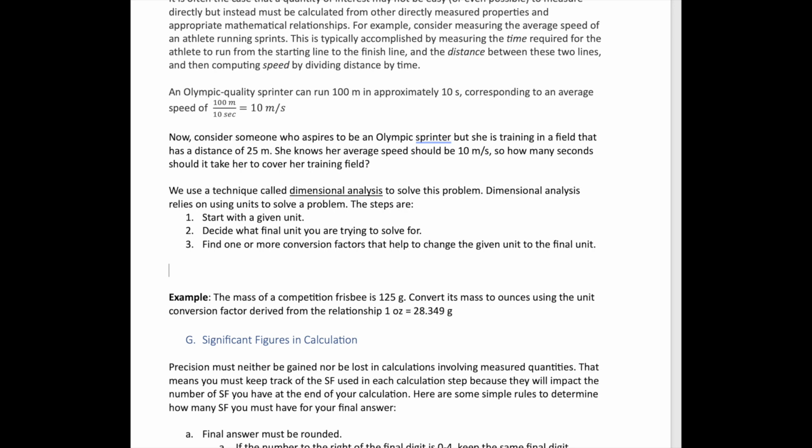So this is what you think about. Okay, I have m over s. Okay, I want to get to s in the end. Mathematically, what do I need to do? I can always do one of these four things. I can add, subtract, multiply, or divide.